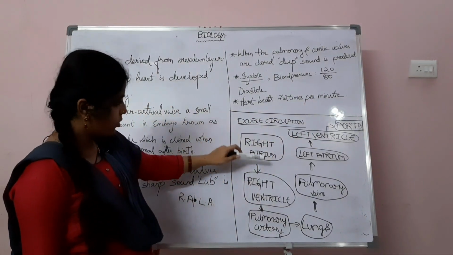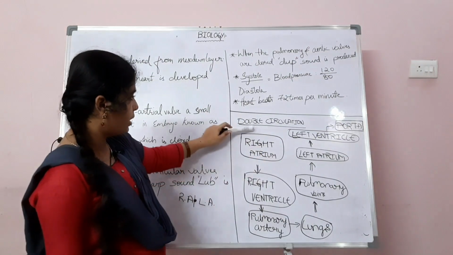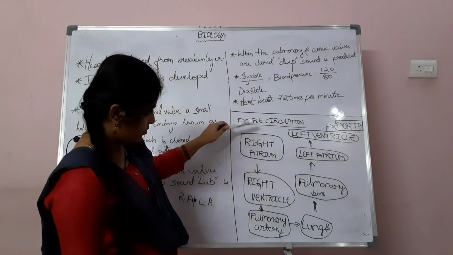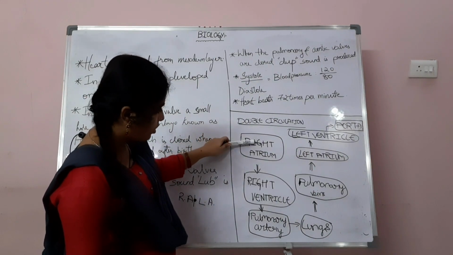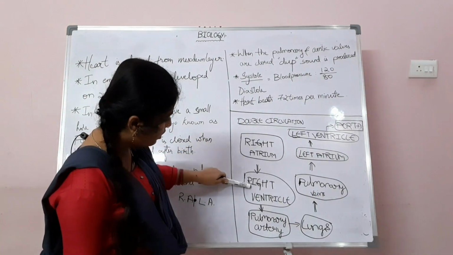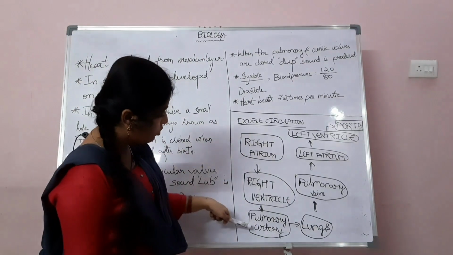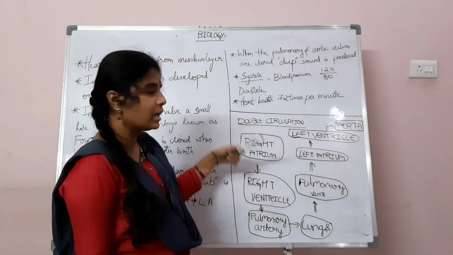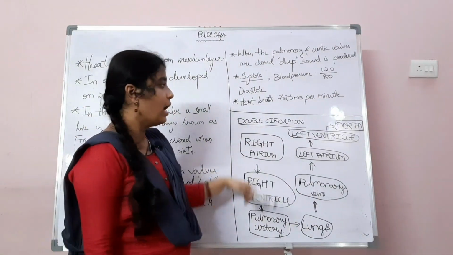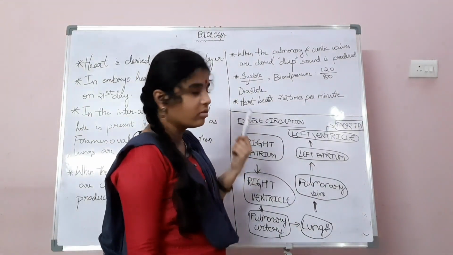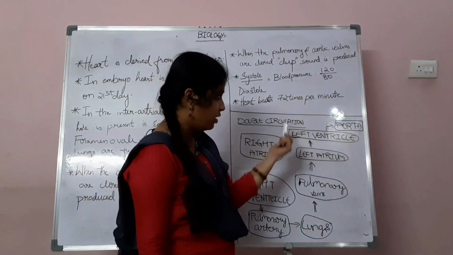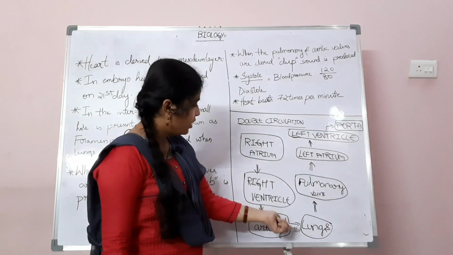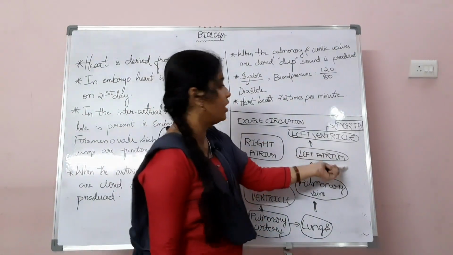Now we can go through a small overview of double circulation. Whenever the blood enters into the right atrium, it goes to the right ventricle, then to the pulmonary artery, then to the lungs. After that, the exchange of gases takes place. The blood becomes oxygenated, and the circulation continues. So here 2 circulations are taking place, first the right side and then the left side.